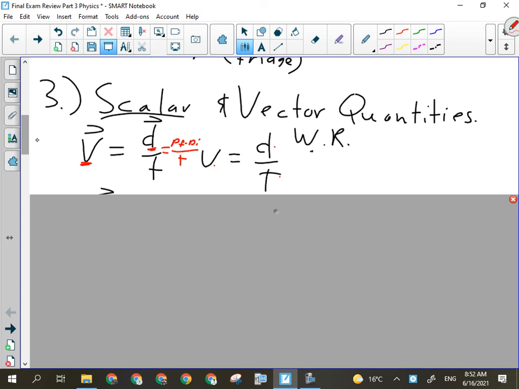So where are you going to have to use v equals d over t? There's one multiple choice question about a simple v equals d over t calculation. Super simple. There are no v equals d over t problems in the written response.